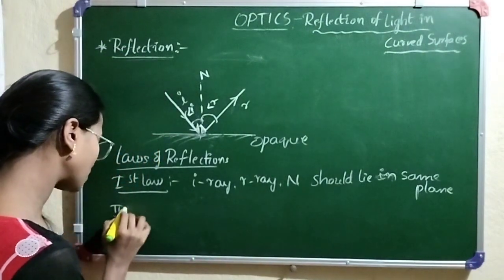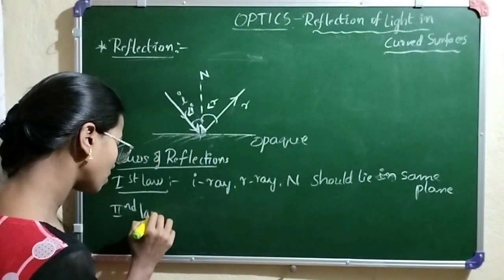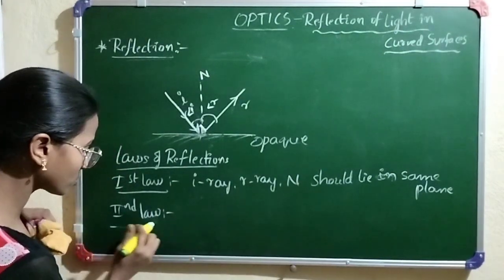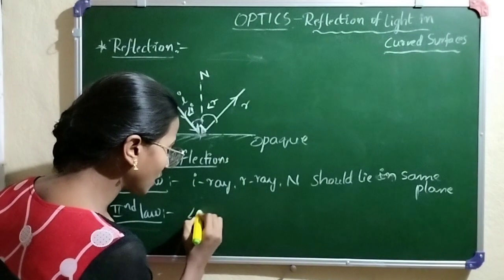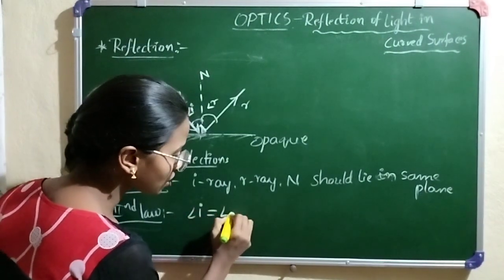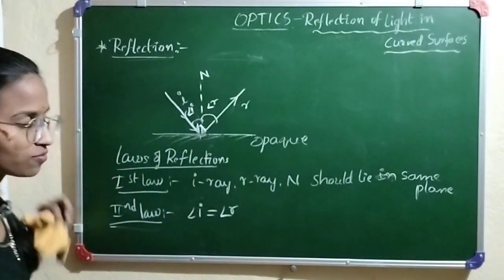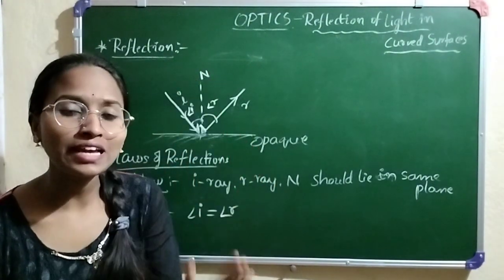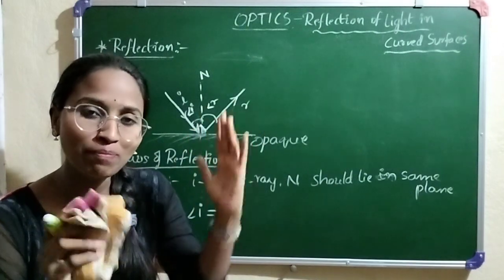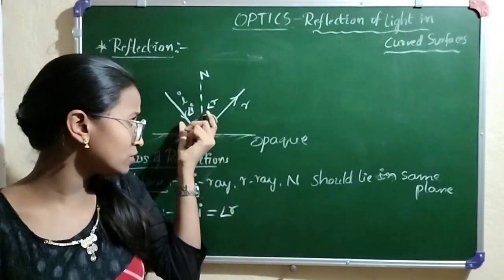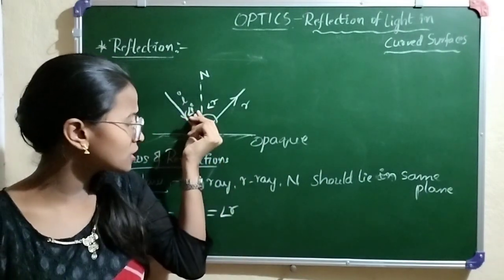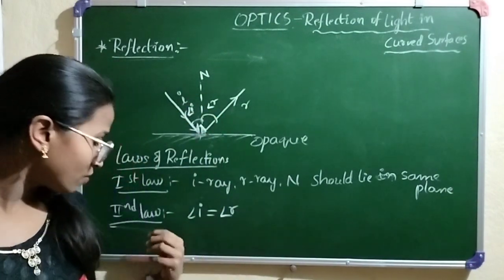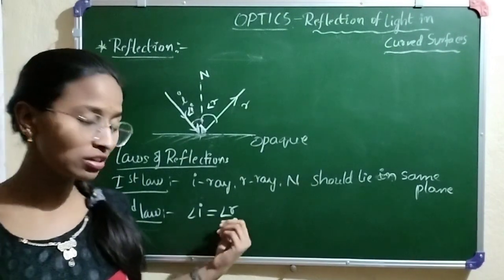Next, second law of reflection. Angle of incidence should be equal to angle of reflection. Of course, because the angle between the I and R is 90 degrees, the normal is exactly dividing the angle into two equal parts. So if it is dividing into two equal parts, here how much angle it is making, here also the same angle will be made. That is our second law of reflection. Angle of I is equal to angle of R.